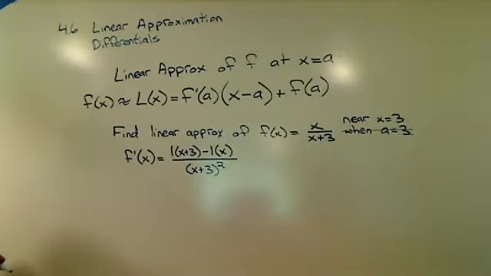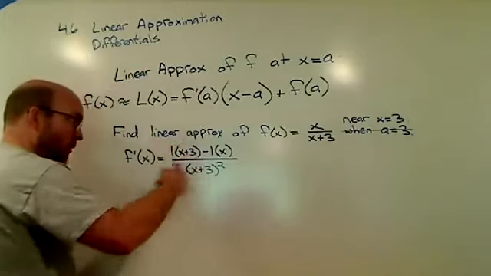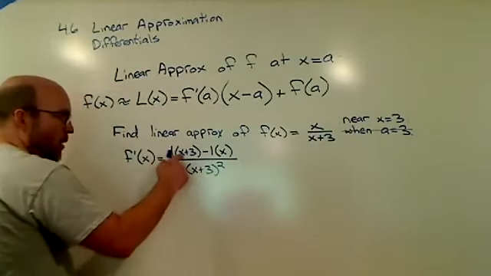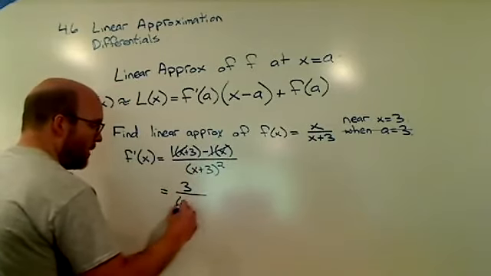And there's certainly some simplifying to do here. You don't have to, because we know that we're going to be plugging 3 in. So if you want to just plug the 3 in now, you can. But notice that 1x minus x will end up canceling out. So you're just left with 3 over (x plus 3) squared.